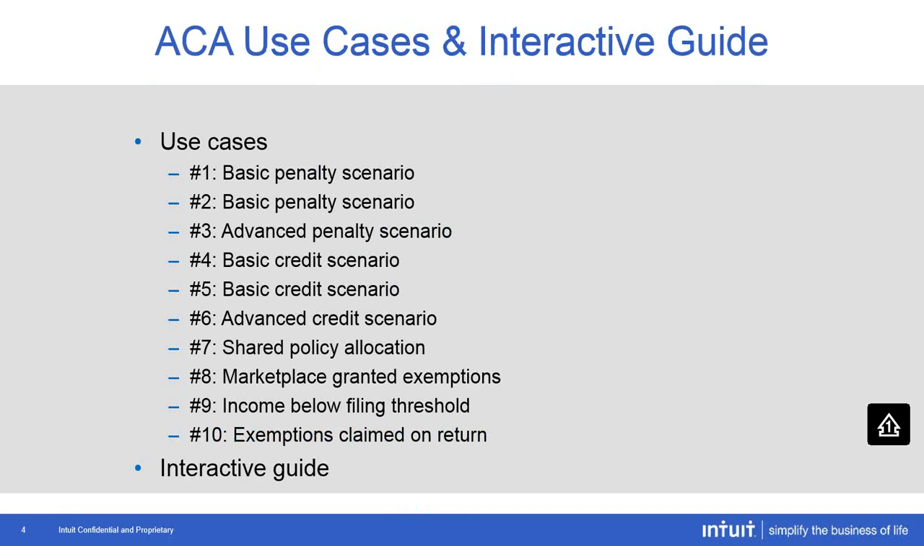Here is a list of the various use cases under ACA that I'll cover. We'll go through some basic penalty scenarios, an advanced penalty scenario, some basic credit or premium tax credit scenarios, then an advanced situation, go through a shared policy allocation example, marketplace granted exemptions, income below the filing threshold, and exemptions claimed on the return. And then, as Amy said, Don will come in and show you the interactive guide that we have for Lacerte.